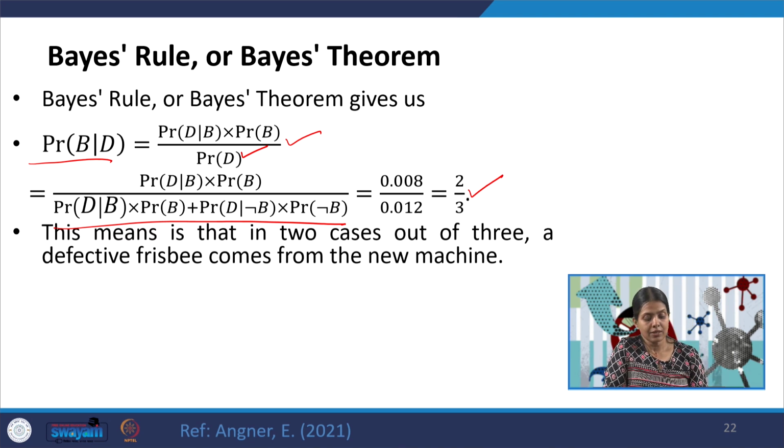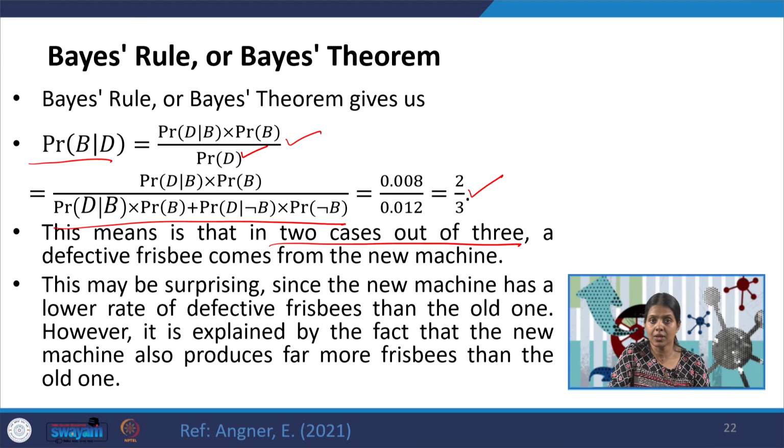What does it say? This means that if 3 defective Frisbees are picked up, then 2 would turn out to be produced by machine B. A defective Frisbee comes from the new machine. So, 2 cases out of 3 defective Frisbees come from the new machine. This may be surprising since the new machine has a lower rate of defective Frisbees than the old one. However, it is explained by the fact that the new machine also produces far more Frisbees than the old one.